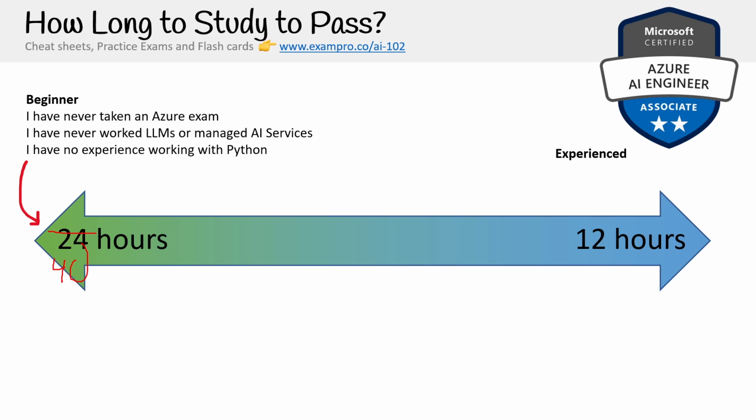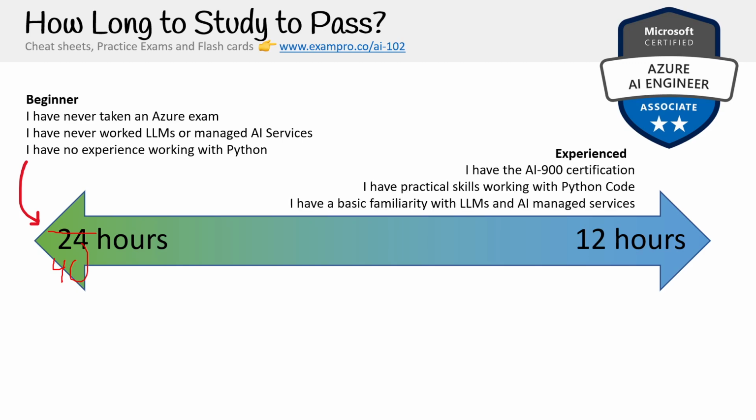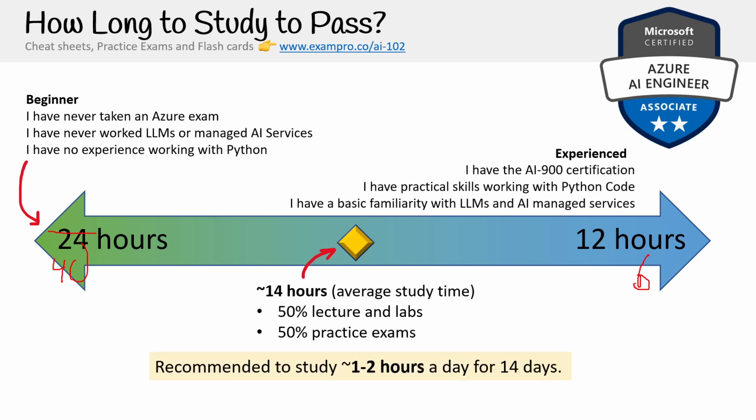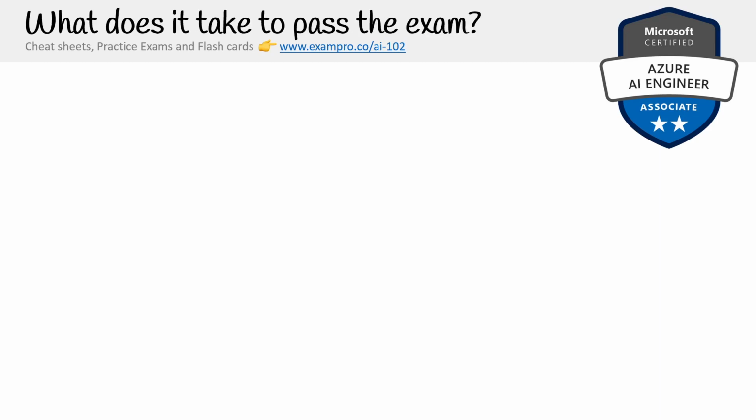For the experienced person, they have taken the AI-900, they have worked with Python code, they have basic familiarity with LLMs and AI managed services. It'll be 12 hours. If you took my AI-900 course, you're probably looking at 6 hours because I really helped you out. But anyway, you're looking at about 14 hours average study time, 50% lecture and labs, 50% practice exams. I recommend spreading the workload out across 2 weeks, 1 to 2 hours a day. Take your time. Do not try to rush it in a couple days. You'll not remember it. But that's that.